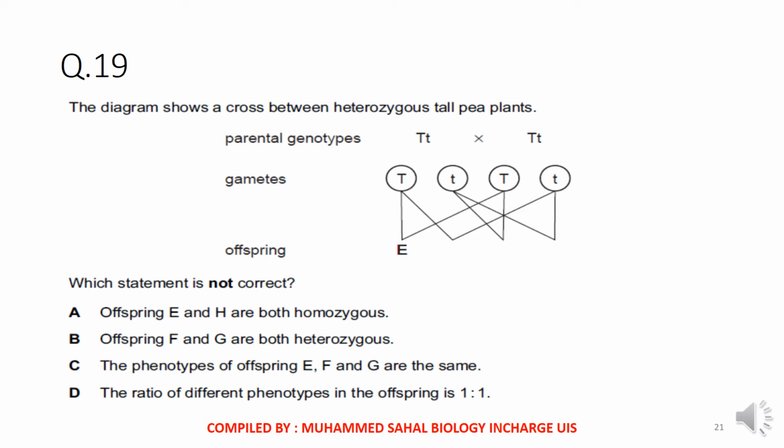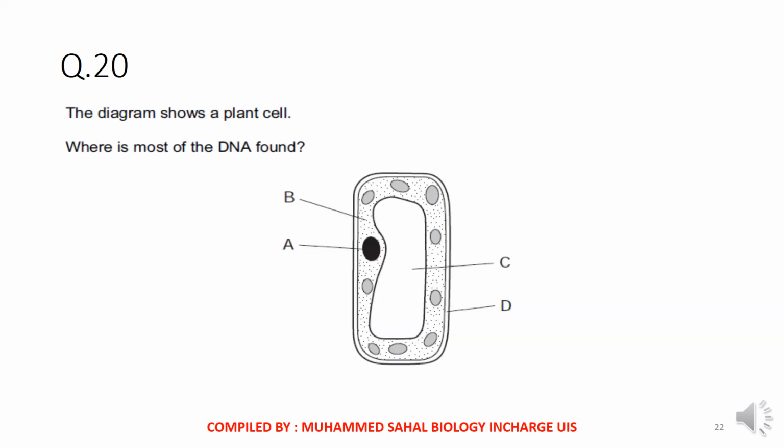The diagram shows a cross between heterozygous tall pea plants. Which statement is not correct? The answer is D. The ratio of different phenotypes in the offspring is 1 to 1. The diagram shows a plant cell. Where is most of the DNA found? The answer is in the nucleus, A. The answers will be shown in the next slide.